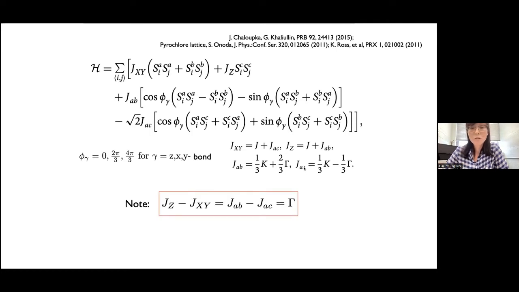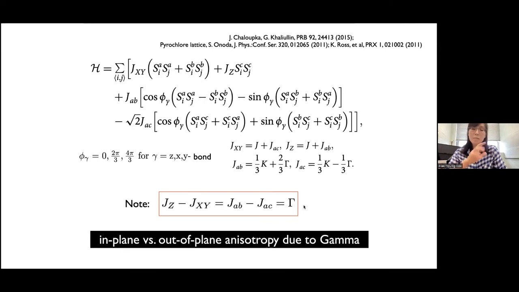Okay, the first thing to note is that JZ minus JXY is just the difference that comes from a gamma interaction. So if you see the in-plane, out-of-plane anisotropy, that will be due to the gamma interaction if you have an ideal honeycomb. Of course, we don't have ideal honeycomb, so the ABC in-plane, out-of-plane anisotropy may come from more than the gamma. For example, single ion anisotropy will also be responsible for such anisotropy.